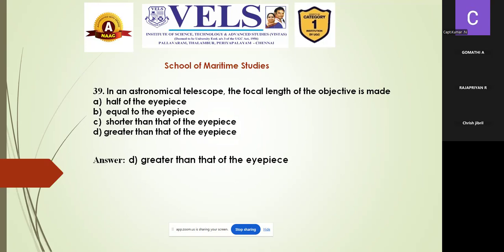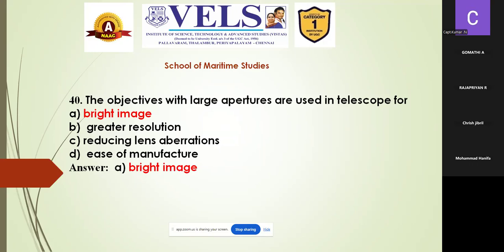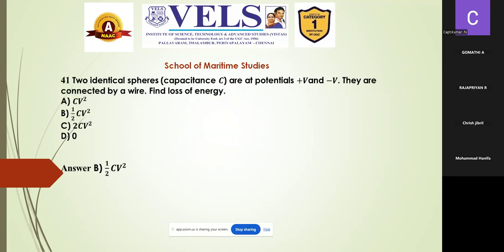In an astronomical telescope, the focal length of the objective is made: option A, half of the eyepiece; option B, equal to the eyepiece; option C, shorter than that of the eyepiece; and the fourth option, greater than that of the eyepiece. In an astronomical telescope, the focal length of the objective is made greater than that of the eyepiece. Objectives with large apertures are used in the telescope for a bright image.